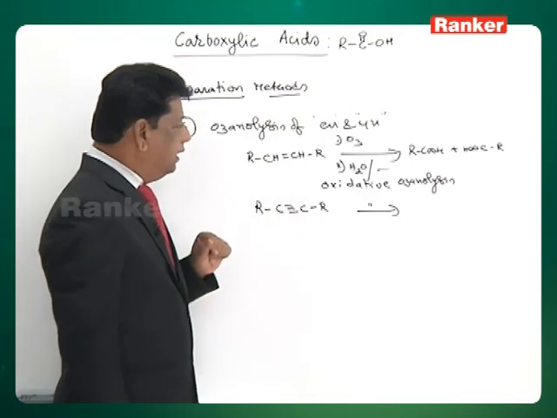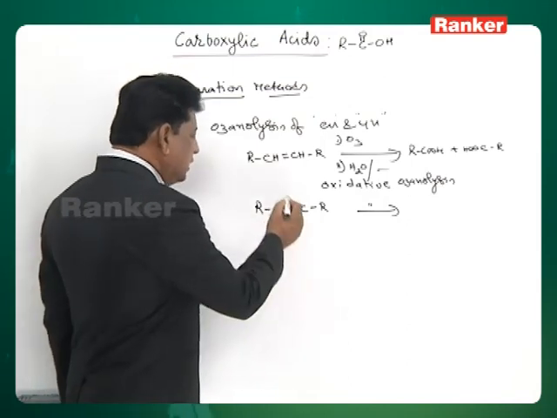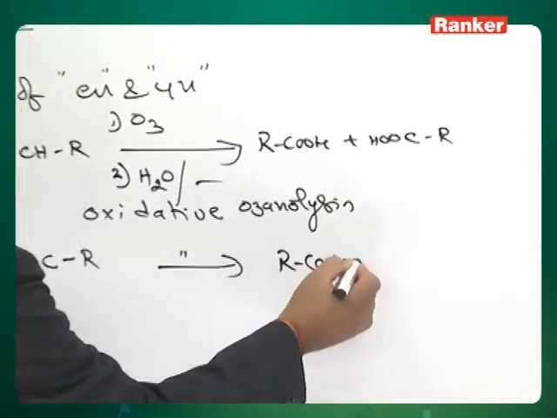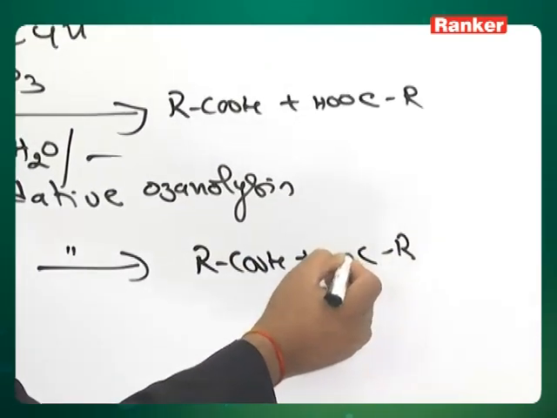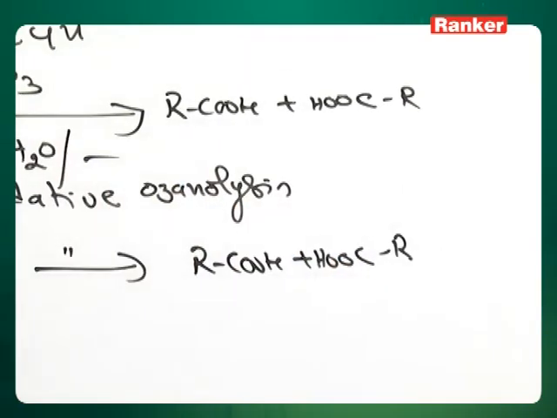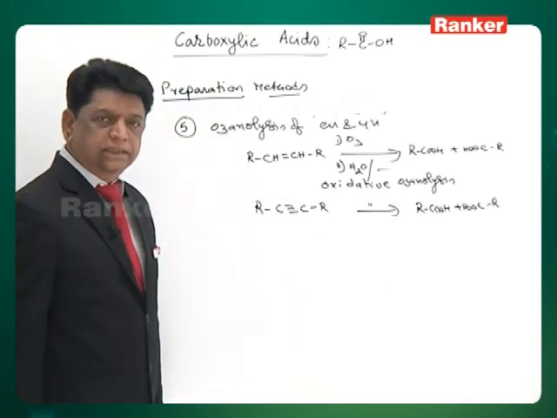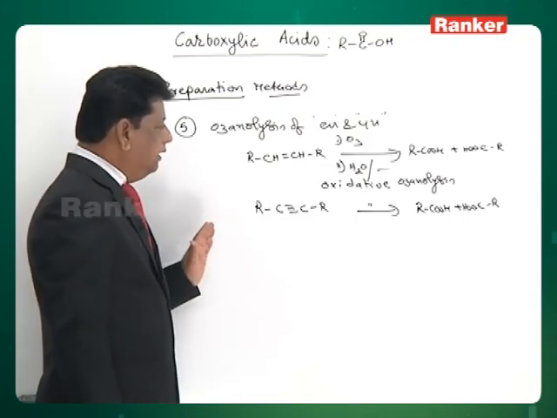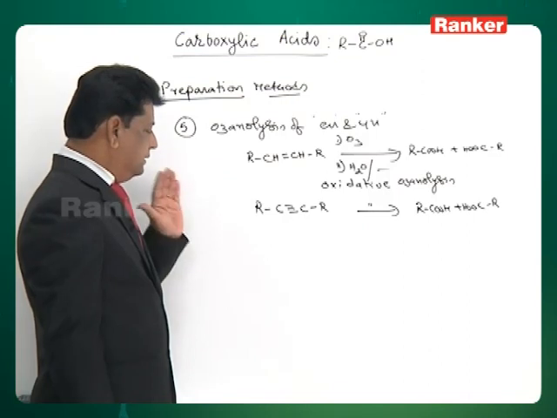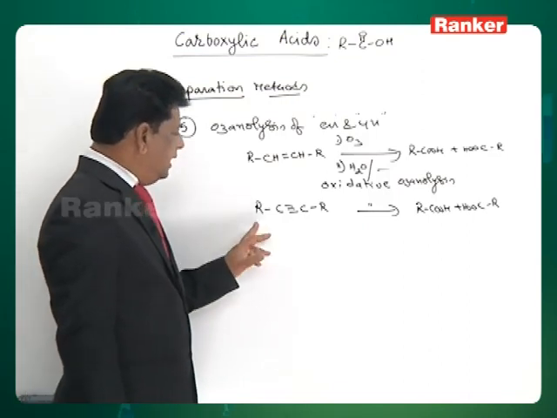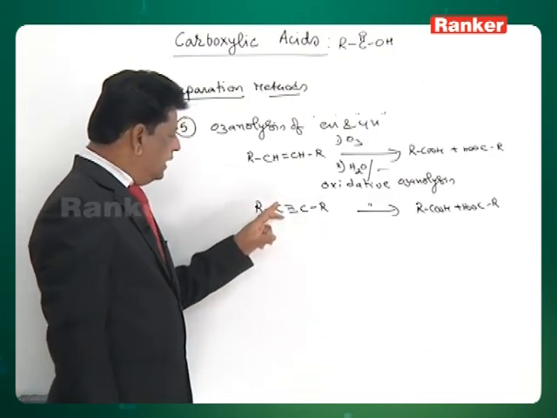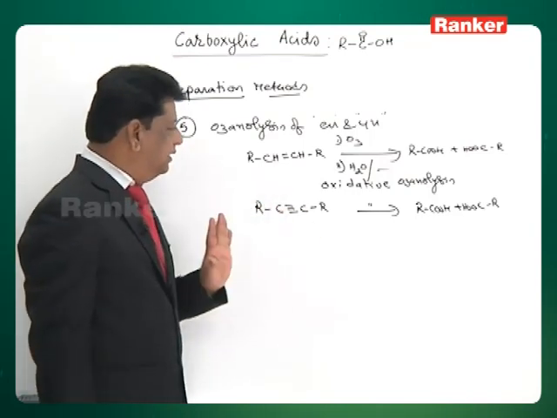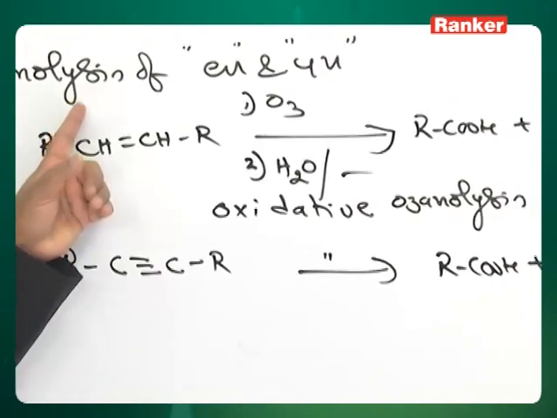So, this is again called oxidative ozonolysis. It will cut this compound into two pieces, and you will get carboxylic acid and carboxylic acid. On a no loss, no gain basis, two carboxylic acids will be formed. So, both are very good methods for converting the alkenes and alkynes. In the alkynes there is no chance of having two R's, only one R will be there. Here we have a chance of dialkyl.